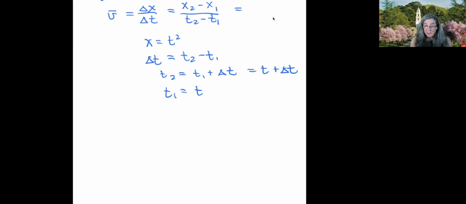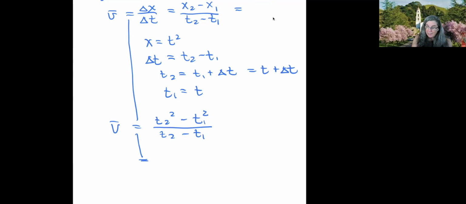Okay, so back to my average velocity. All that was off to the side. So the average velocity is going to be, I will write the subscript right now, t2 squared minus t1 squared, right? Because that's the equation, x is t squared. And then divided by t2 minus t1.